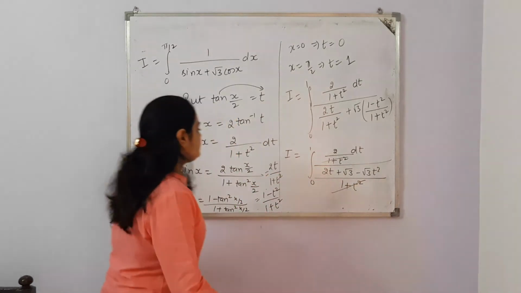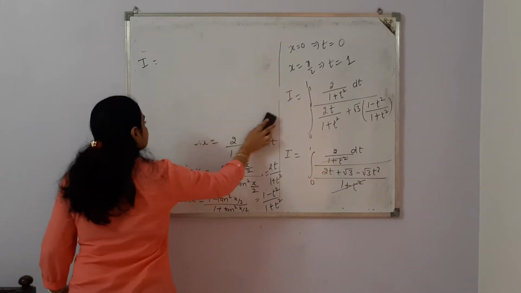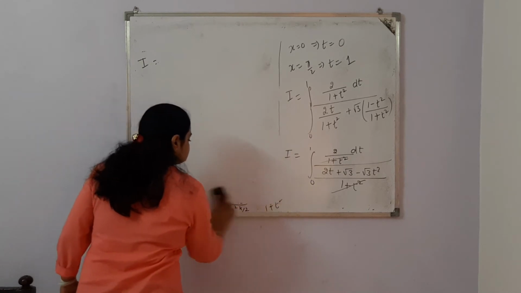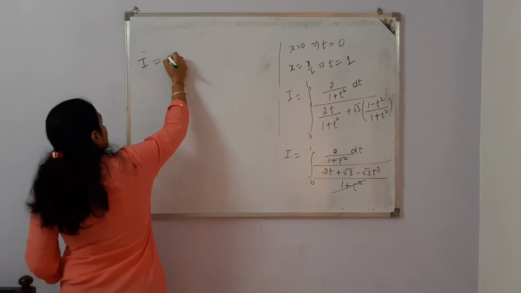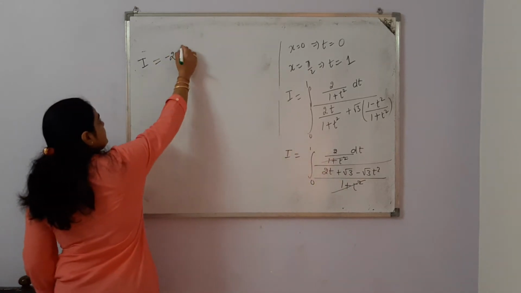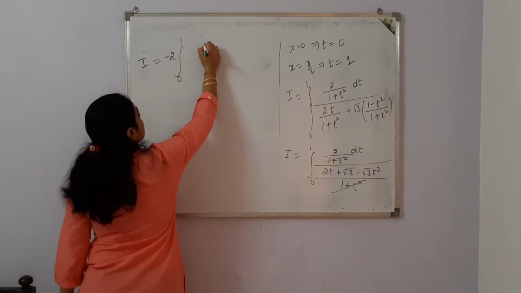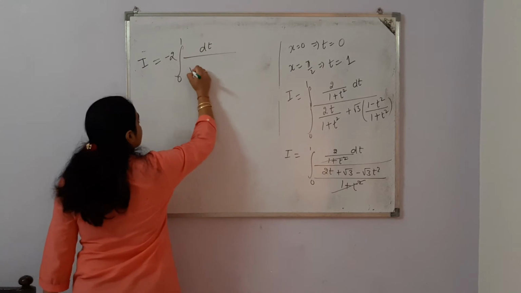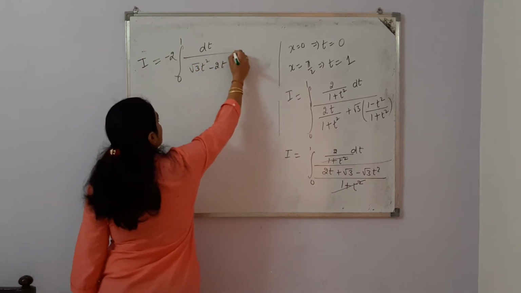Here we have minus root 3 t square. Can I take the negative sign as common? From the numerator I am taking 2 as common, and from the denominator I am taking the negative sign as common. So minus 2 is outside: 0 to 1 dt upon root 3 t square minus 2t minus root 3.